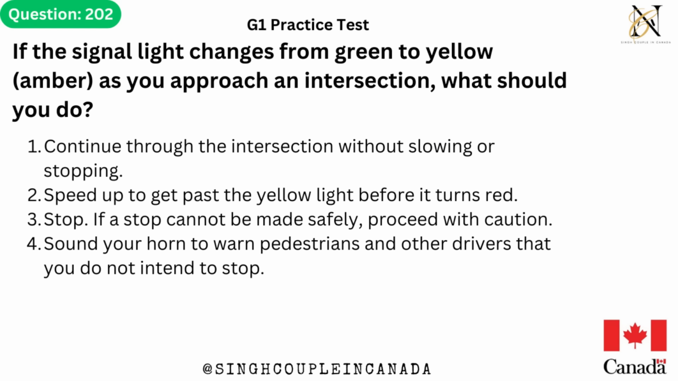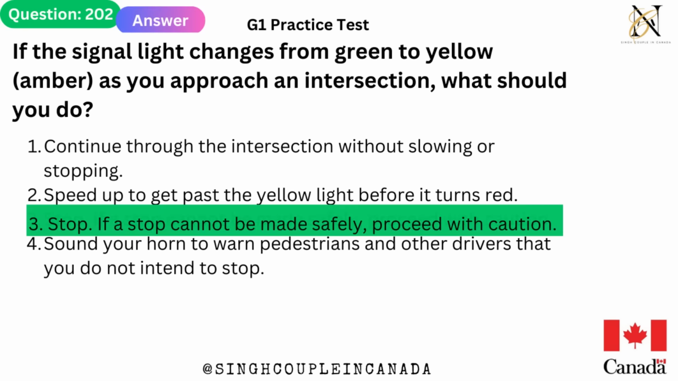If the signal light changes from green to yellow, amber, as you approach an intersection, what should you do? 1. Continue through the intersection without slowing or stopping. 2. Speed up to get past the yellow light before it turns red. 3. Stop. If a stop cannot be made safely, proceed with caution. 4. Sound your horn to warn pedestrians and other drivers that you do not intend to stop. The answer is 3. Stop. If a stop cannot be made safely, proceed with caution.